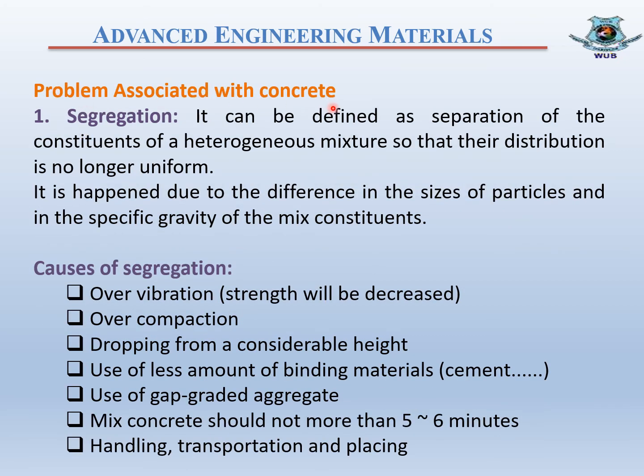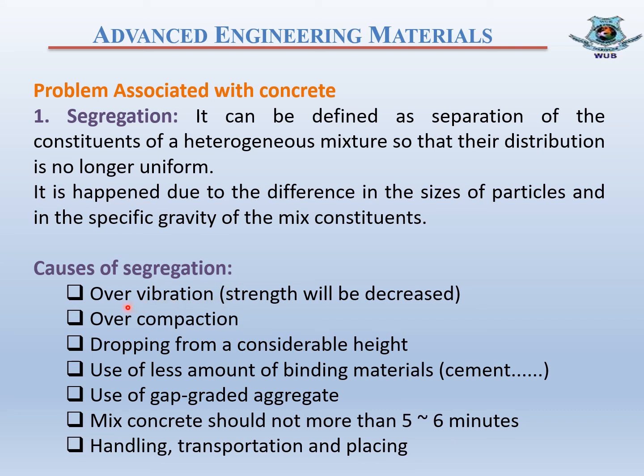Problems associated with concrete. First one is segregation. It can be defined as the separation of the constituents of a heterogeneous mixture so that their distribution is no longer uniform. It happens due to the difference in the sizes of particles and in the specific gravity of mixed constituents. Now let's see what are the causes of segregation.